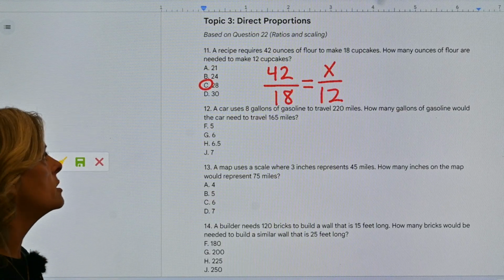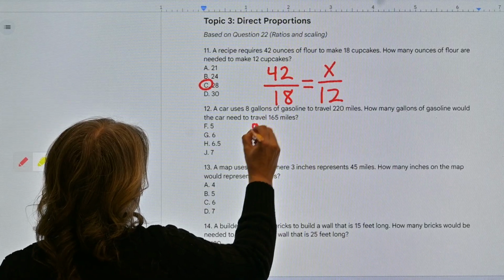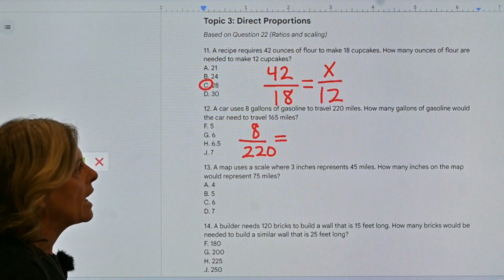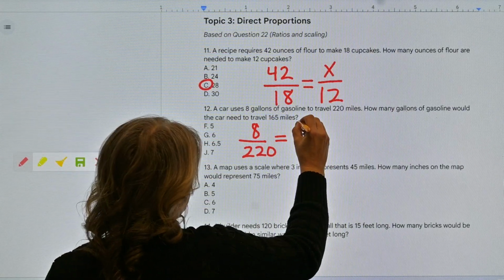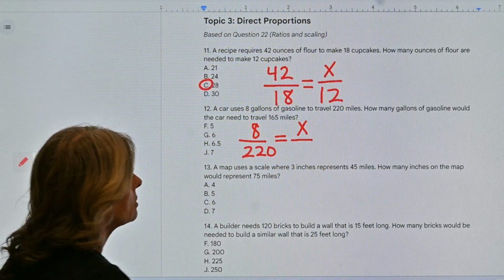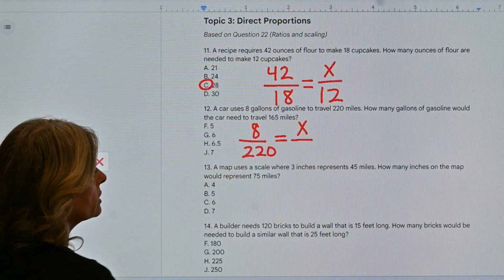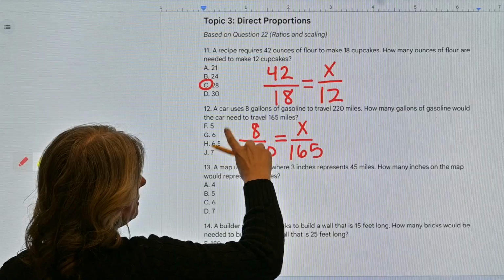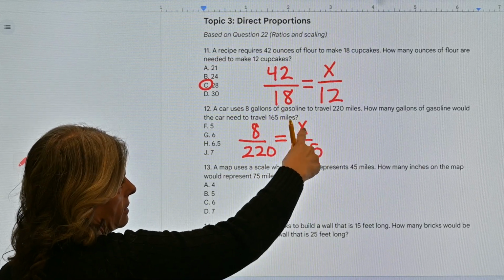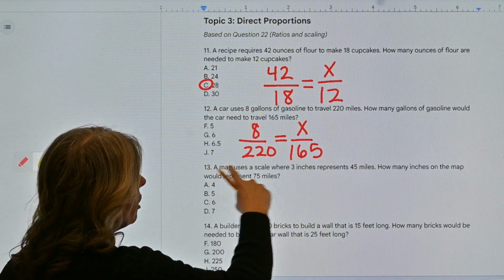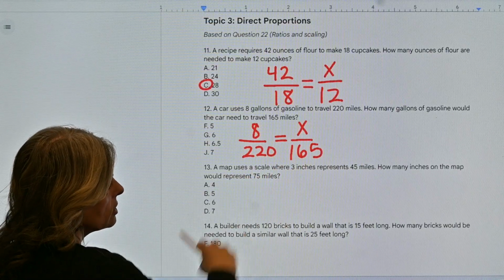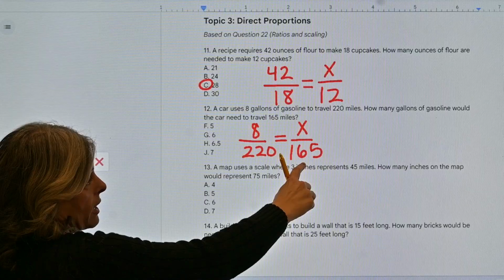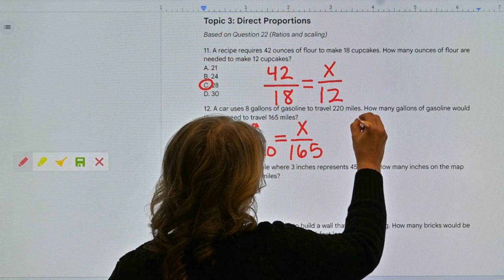All right, a car uses 8 gallons of gas to travel 220 miles. How many gallons? So that's my question. That's where my variable goes. Does the car need to go 165 miles? So look, on top is my gallons, 8 gallons, and then I don't know how many gallons, but that's why my variable's there. On the bottom, miles traveled. So you can do this in your numeric solver, or 8 times 165 divided by 220.